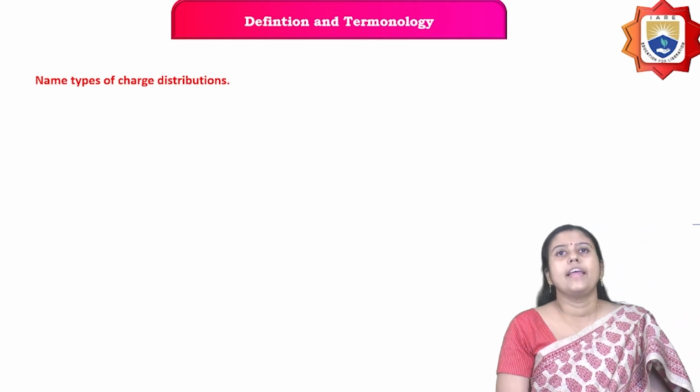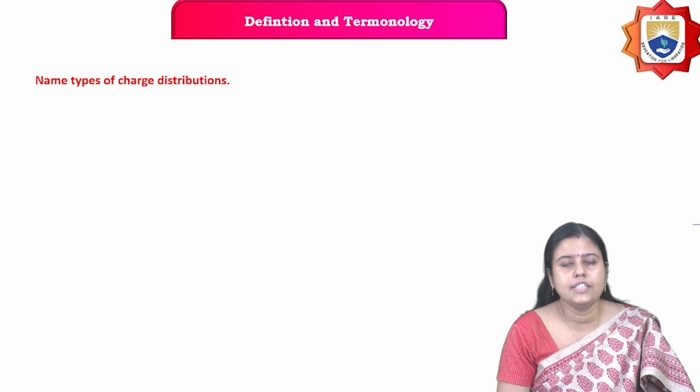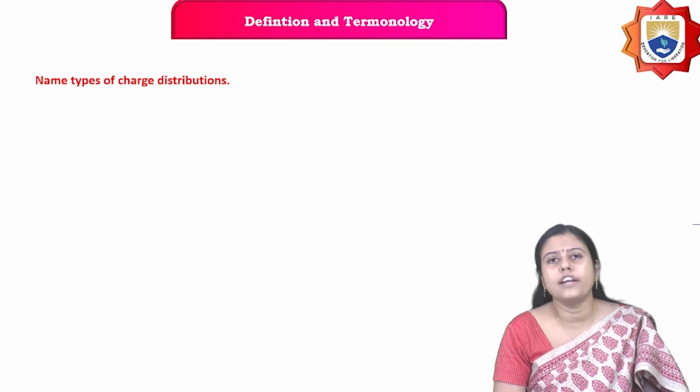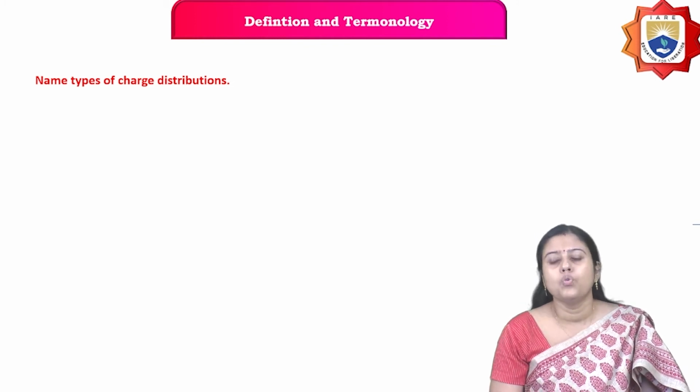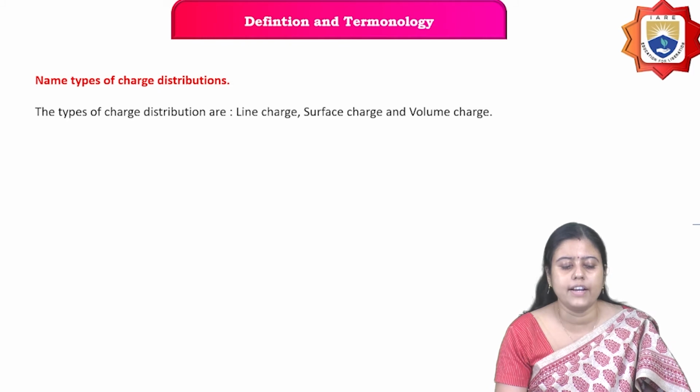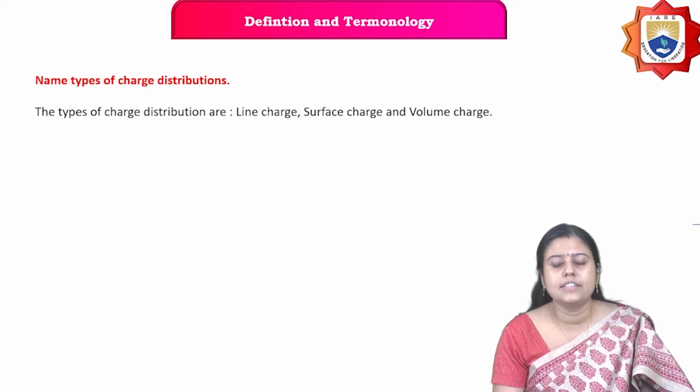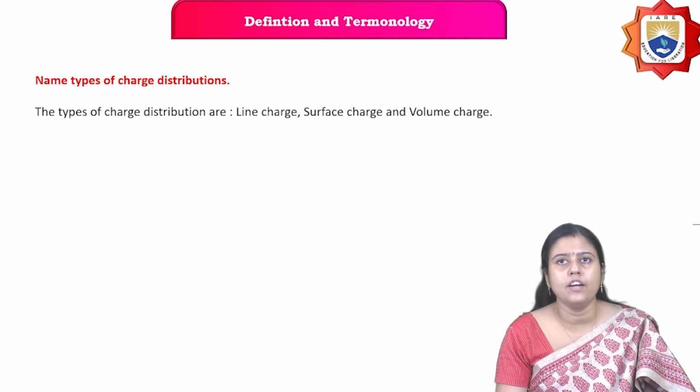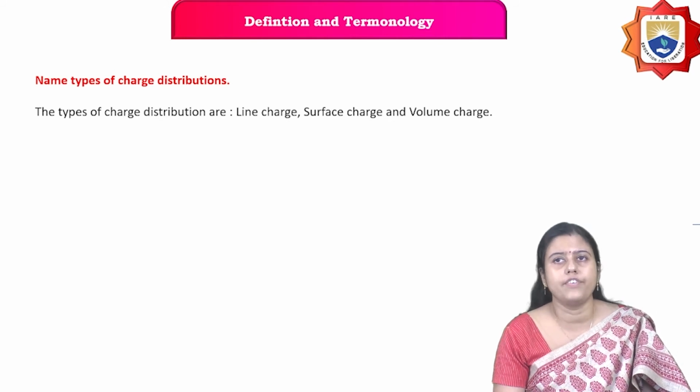Next, name the types of charge distribution. Already we came to know that charge can be a point charge. Except point charge, we want to distribute the charge. So there are three types of charge distribution. First one is the line charge. Second one is the surface charge, and third one is the volume charge.